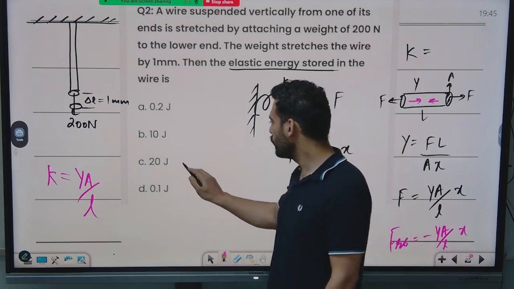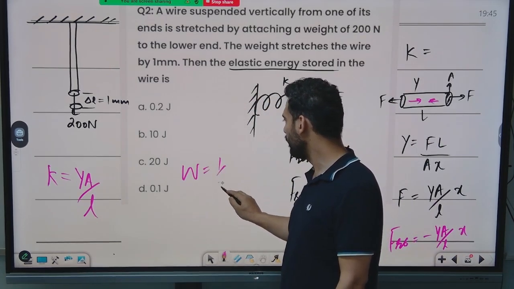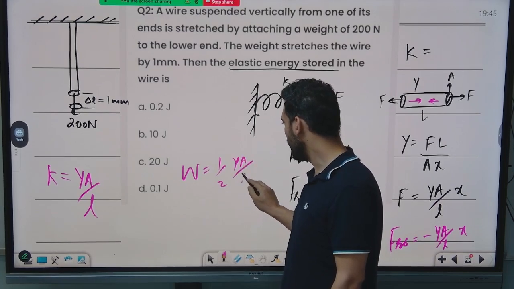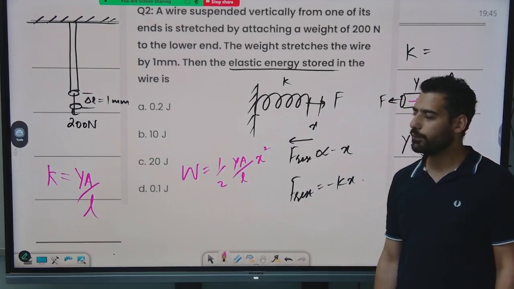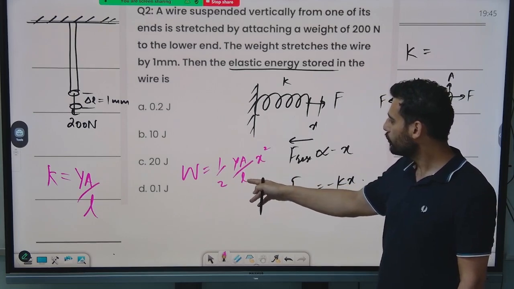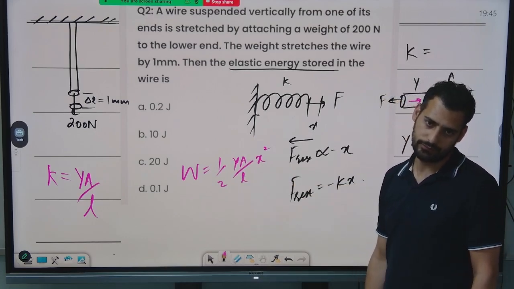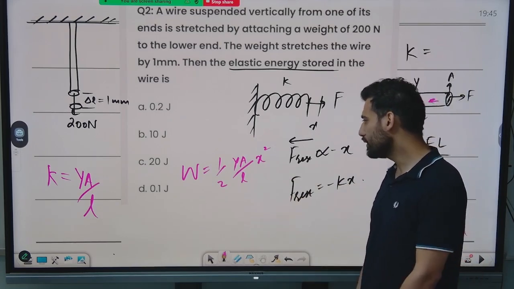So now, if we want to find the work, that is the energy stored, that will of course be equal to half of YA by L times x square, because that will be your displacement, right? The problem is we do not know Y, we do not know area, we do not know the length, right? That is the problem. So we need to do a little manipulation. Fine? What manipulation will you do?